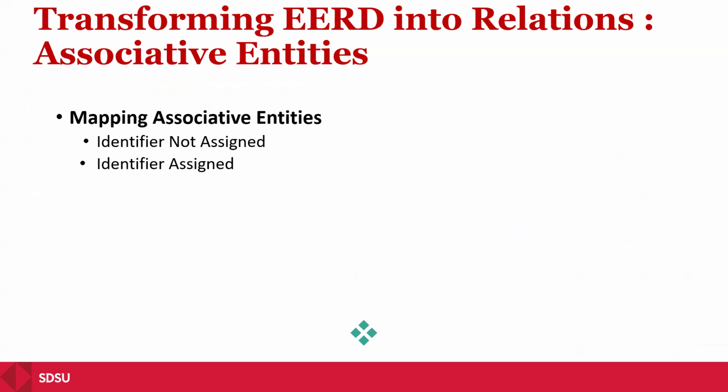So what do we have left? Now we're going to talk about how to map associative entities. There are two different scenarios for associative entities. We can have an associative entity when an identifier is assigned. In this case, we will have a primary key that already exists, and we know what a primary key is. We also have a scenario when the identifier is not assigned. So let's look into those two scenarios, and we're going to have rules for each one of them.